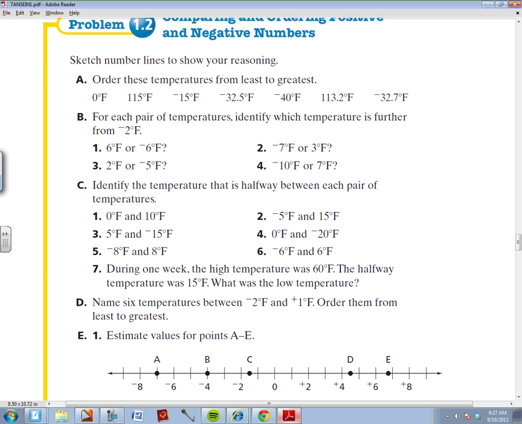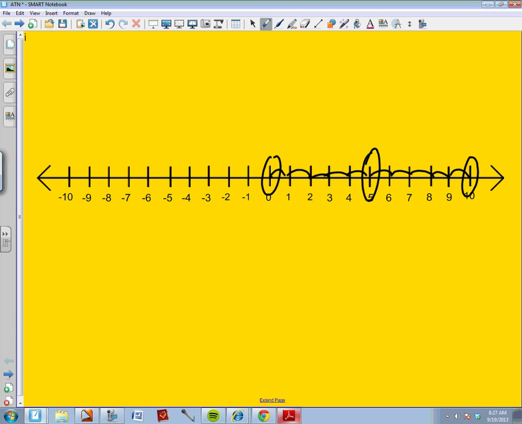How about -5 and 15? I'll do this one in green. -5. 15 is going to be 5 out beyond this way. So I'll count in 5, puts me there. Over 5 puts me at 0. And then we'll continue on: 1, 1, 2, 2, 3, 3, 4, 4, 5, 5. So 5 again is halfway between -5 and 15.